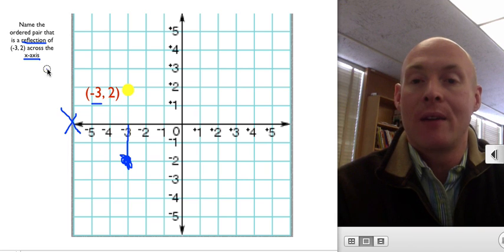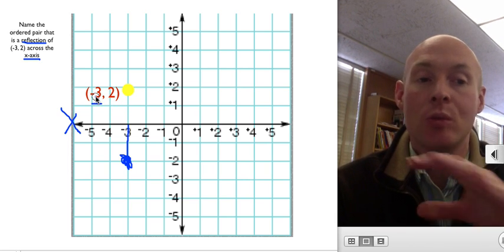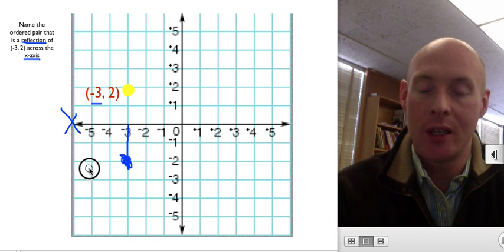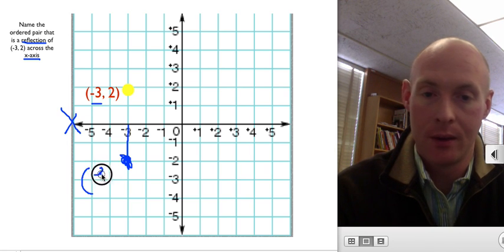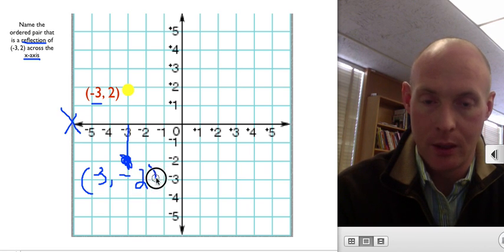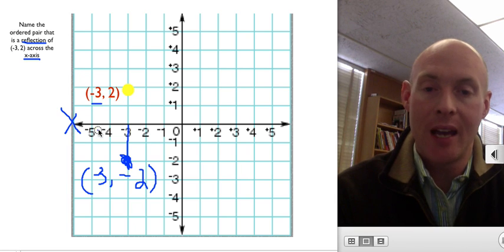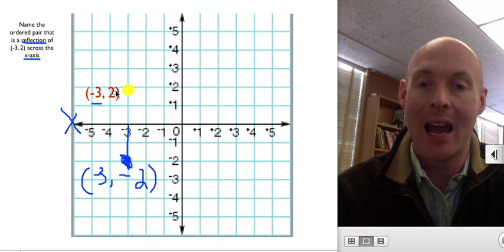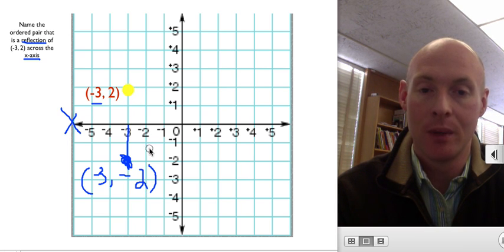When we reflect, if it's across the x-axis, the x will stay the same. It's the y that's going to change. Now let's see how it changed. Our new point is -3 and a -2. Notice the x-axis is what we used as our mirror. When it reflected off, the x stayed the same, -3, -3. However, the 2 changed. It went from a +2 to a -2.